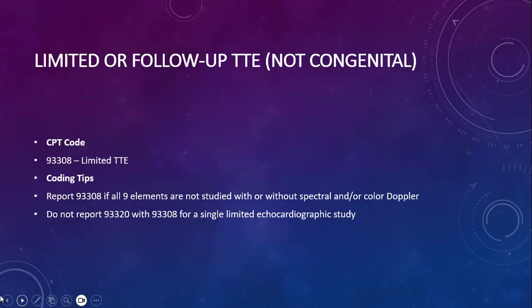Okay, so limited or follow-up TTE procedures for non-congenital conditions. We only have one primary code for this section. That's your 93308, and this is for a limited TTE. This is when all 9 elements are not studied, and this can be done with or without spectral or color Doppler because this particular code does not inherently include spectral or color Doppler. It can be billed separately. Now, that being said, do not report 93320 with 93308. This is a column 1, column 2 code edit or procedure to procedure edit for those of you that are familiar. There is a limited study that can be billed 93321, which we are getting ready to cover.